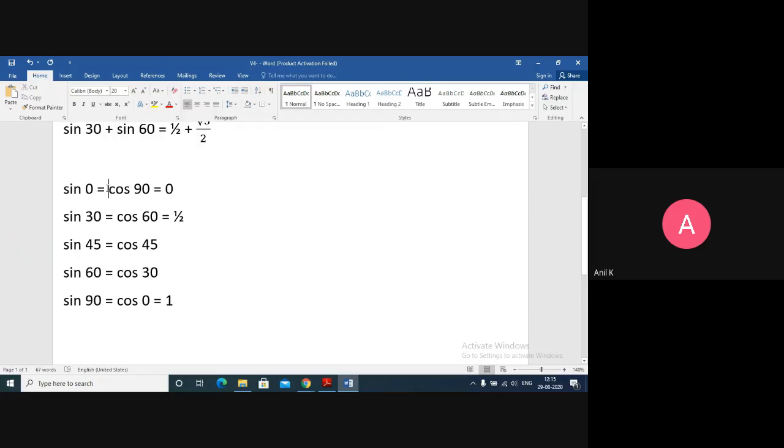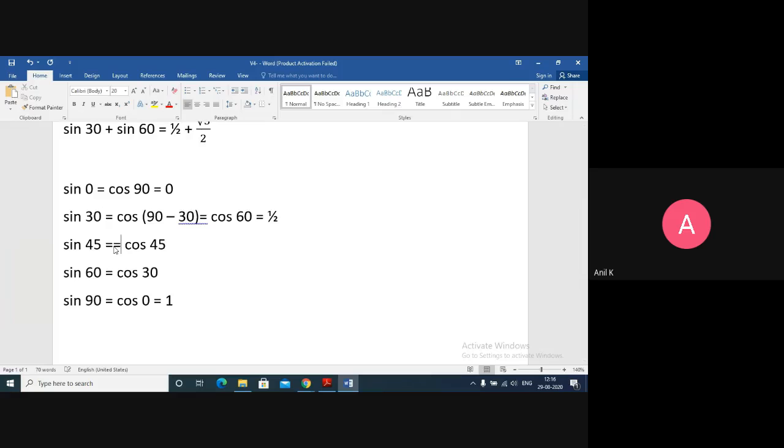So what I do here is, sin theta is cos 90 minus theta. Let me put one more equal sign. So this is sin 30. Can I write this as cos 90 minus 30? Whatever the sin 30 degrees is there, I am writing it as cos 90 minus theta. 90 minus 30 is nothing but cos 60. Cos 60 is 1 by 2.